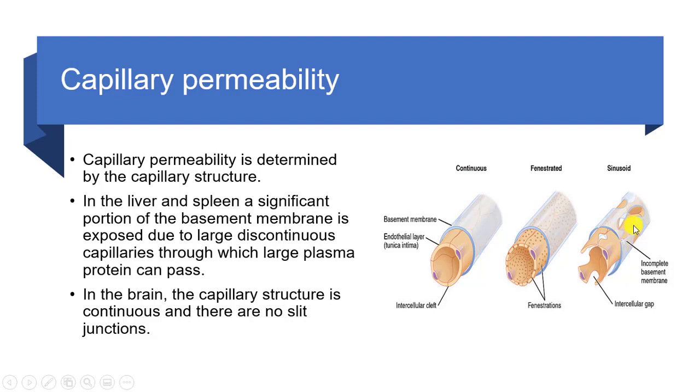So the sinusoid have the greatest amount of fenestrations, or greatest amount of gaps in the basement membrane, and therefore they can absorb a large amount of drugs and different types of proteins and molecules within themselves as compared to the continuous or the fenestrated capillary. So the greater the capillary permeability, the greater the absorption of proteins or molecules of drug within that particular capillary, and therefore greater effect will be produced. So in the brain we have capillary structure that is continuous and there are no slit junctions. So mostly the sinusoid capillaries are located in the liver and spleen, and the continuous capillaries are located in the brain, and therefore the absorption in liver and spleen is much greater as compared to brain.